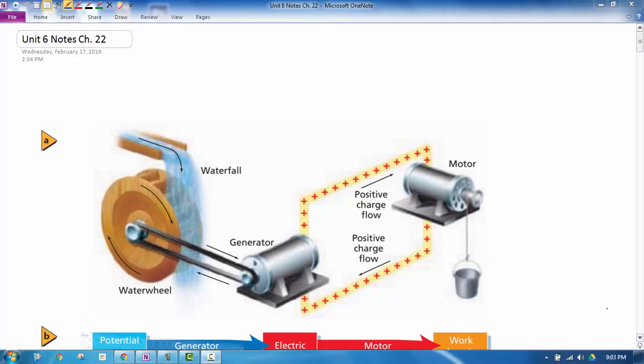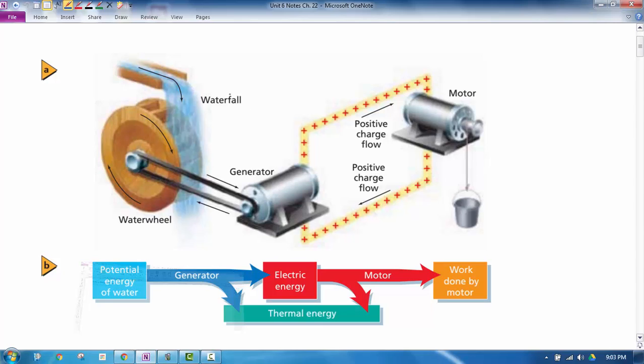Okay, this is Unit 6, Chapter 22. We're going to talk about power. So first of all, this is a diagram in the book that's very helpful. This is an oversimplification of basically how we get our energy. So you have a waterfall, for example, which would be potential energy, gravitational potential energy.